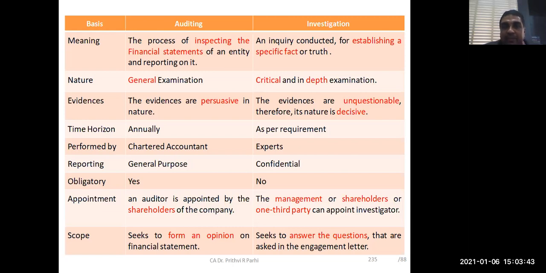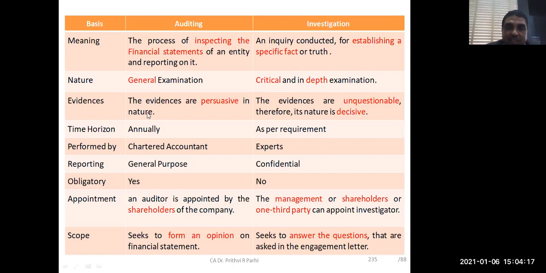Investigation is an inquiry conducted for establishing a specific fact or truth. So it is a fact-finding exercise. It is conducted with a view to find out the fact. And the nature of examination in audit is a general examination, whereas in case of investigation, the investigator or the expert does some critical or in-depth examination.